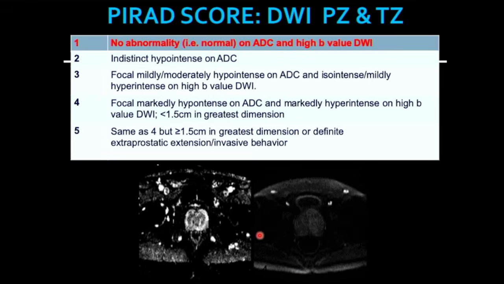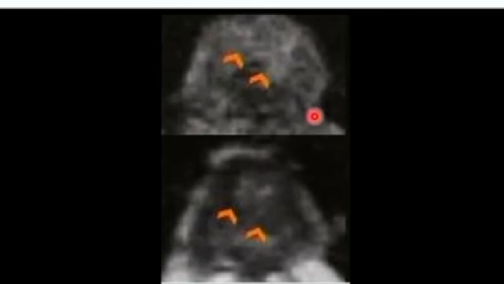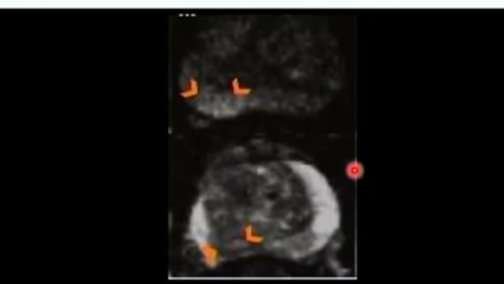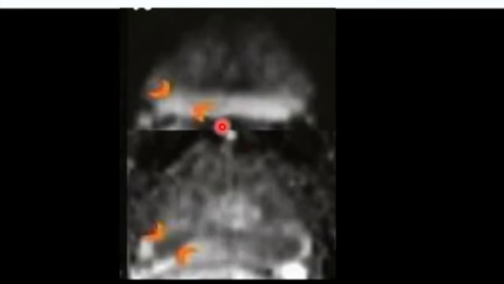If there is no abnormality seen on the ADC or the high B value diffusion weighted images, then it's scored as 1. If there is an indistinct hypointensity on the ADC, it is scored as 2. If you can see a moderately hypointense area on the ADC, definitely different from the surrounding tissue, and mildly hyperintense on the high B value, then it is scored as 3. If it's markedly hyperintense on the diffusion weighted images and markedly hypointense on the ADC maps, but less than 1.5 centimeters, then it's 4.